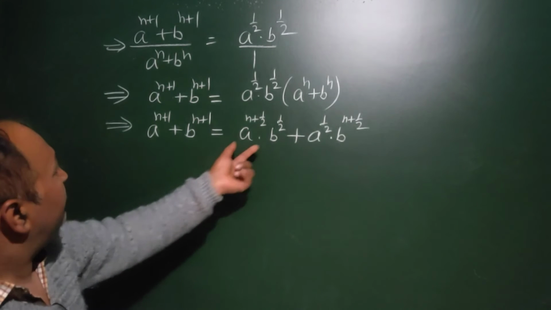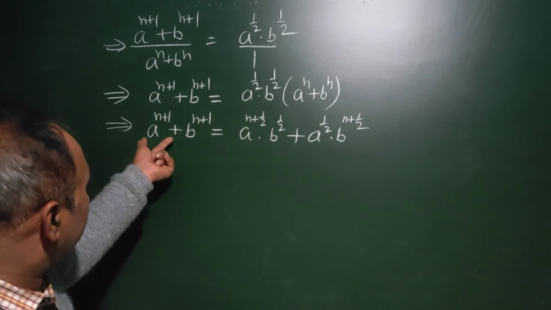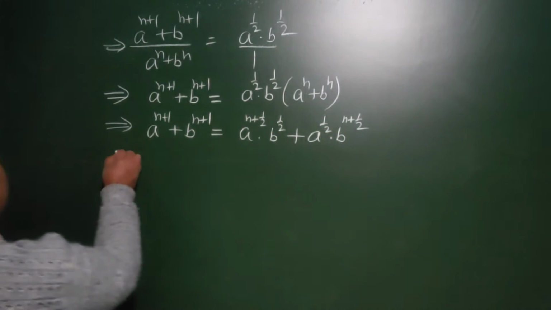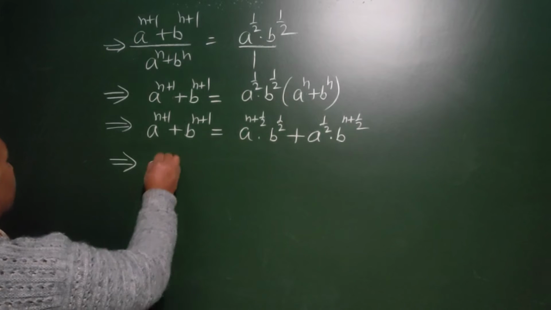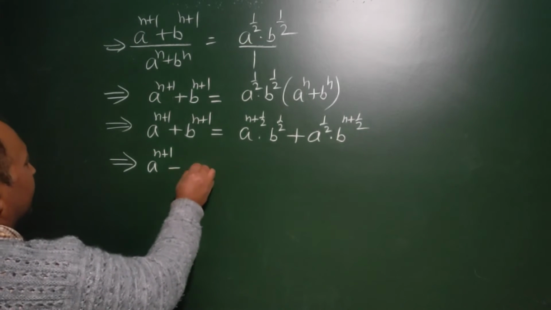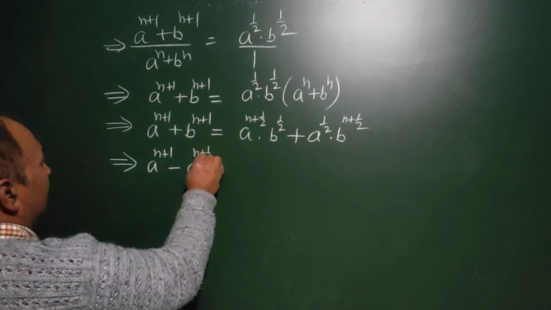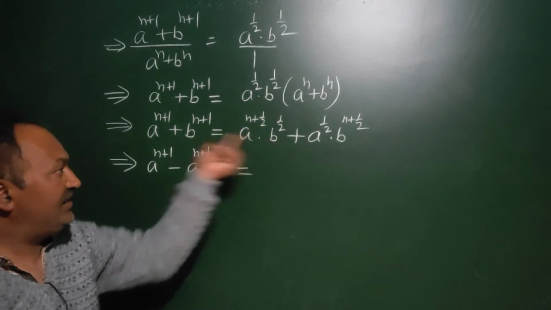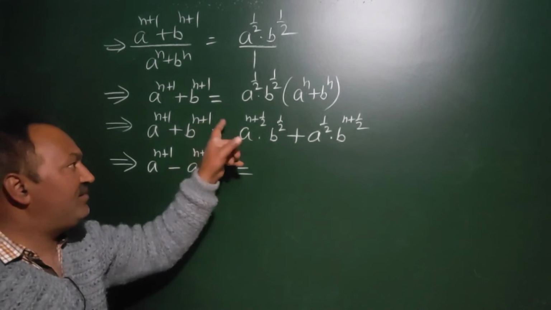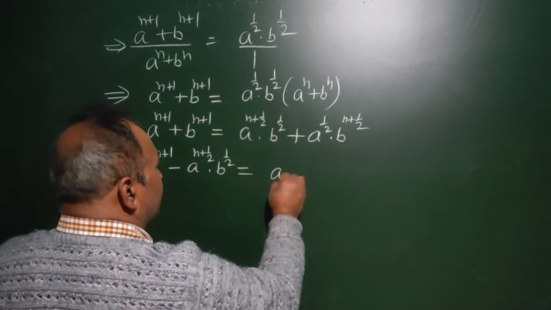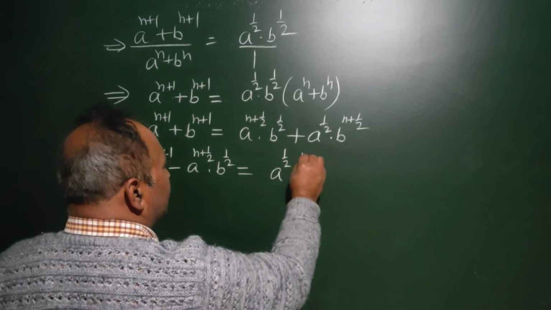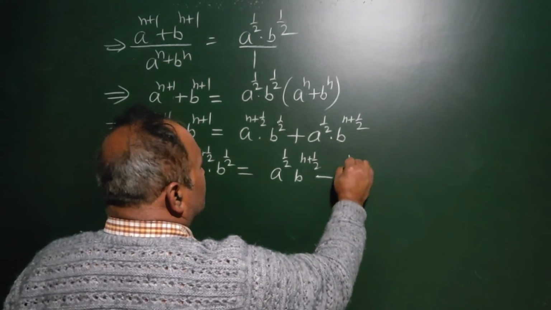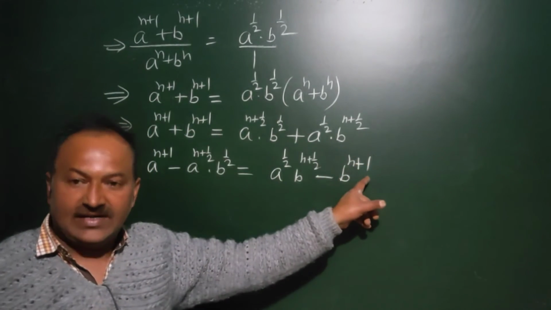Now taking a^(1/2) b^(n+1/2) to the left side, and b^(n+1) to the right side, we get, this is very important, a^(n+1) minus a^(n+1/2) into b^(1/2), taking this to the left side, and taking b^(n+1) to the right side, a^(1/2) into b^(n+1/2) minus b^(n+1), taking this to the right side.